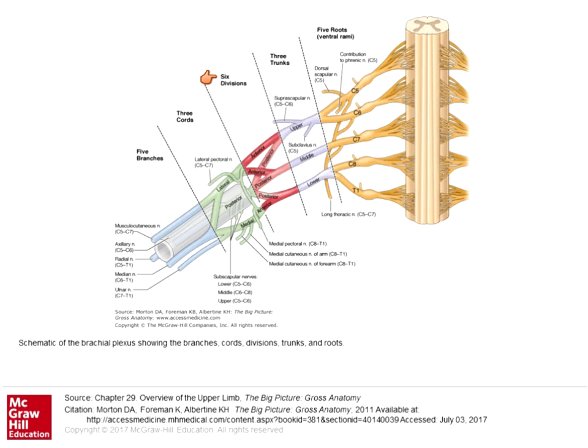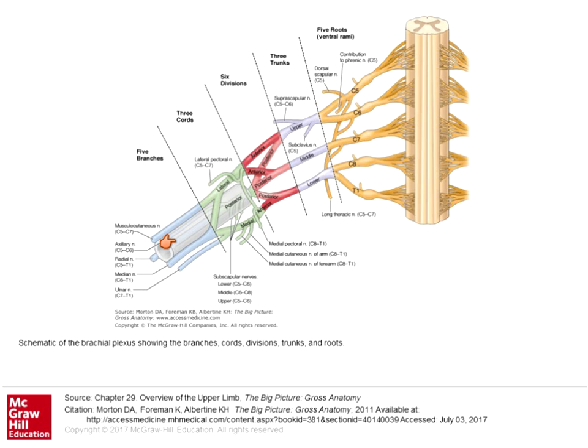These divisions combine to form 3 chords of the brachial plexus: the lateral, posterior, and medial chord. The chords are named as such with respect to their relationship to the axillary artery, which passes through the space between the chords.